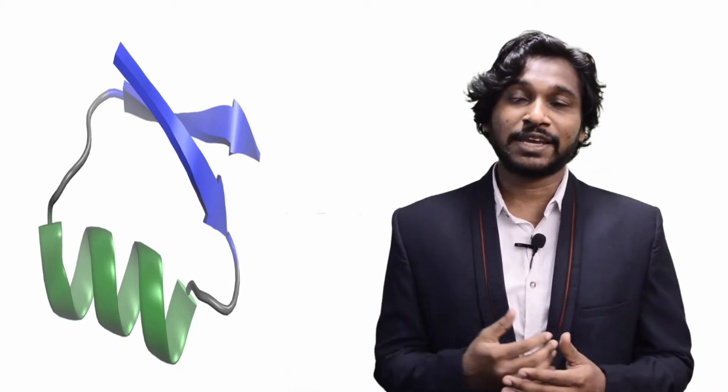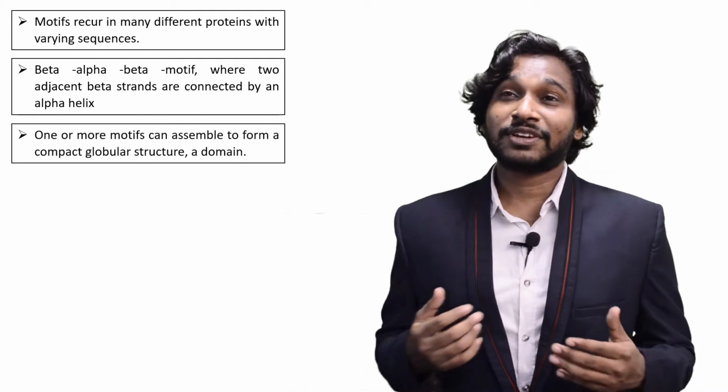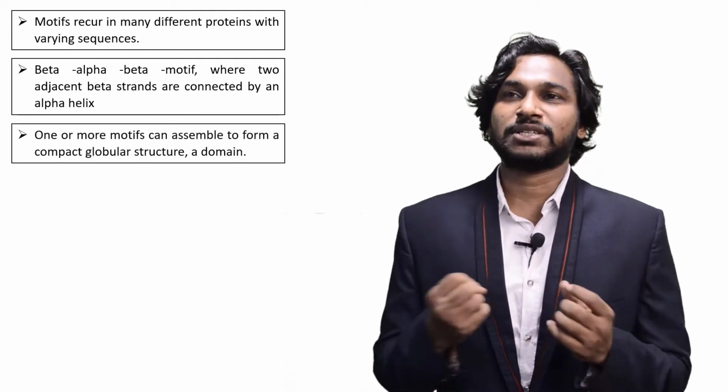One or more motifs can assemble to form a compact globular structure that is called a domain. A domain is a functional unit with a compact globular structure. Here you can see the C-terminal beta alpha beta motif highlighted in yellow. This is interacting with additional beta strands and several other helices to form a functional domain. These domains are independent folding units within the proteins and can usually fold on their own and maintain their tertiary structure independent of the rest of the protein.